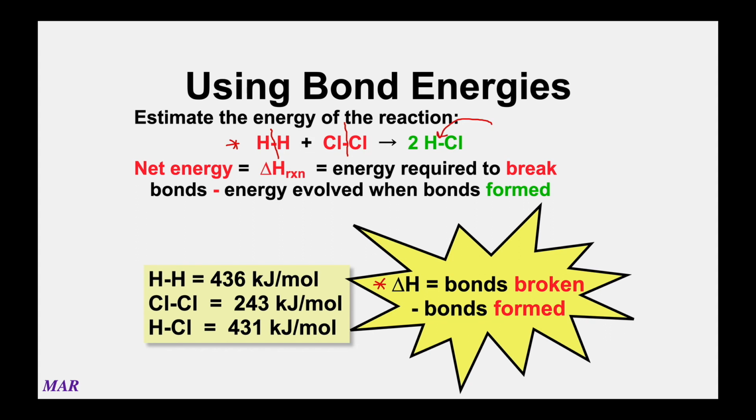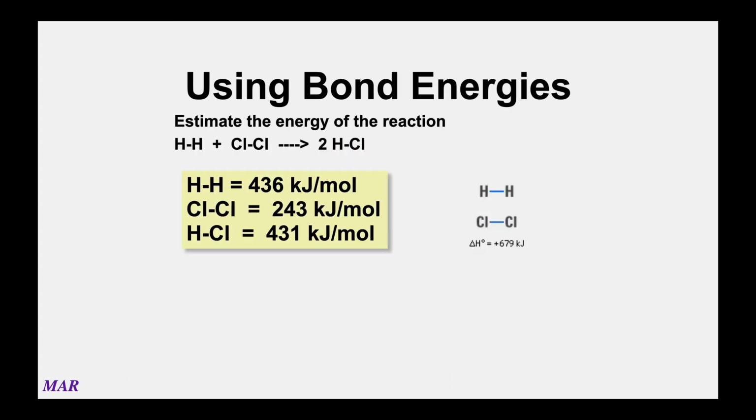These are the numbers from the table we saw earlier. Bonds broken would be the H-H plus the Cl-Cl bond, and then for bonds formed, minus 2 times this number right here. It's pretty cool. You never have to memorize any of those numbers. Hydrogen and chlorine react to form hydrogen chloride. Because the total energy of the broken bonds is less than that of the bonds formed, the overall reaction is exothermic.